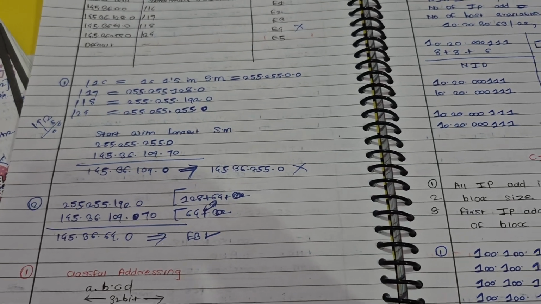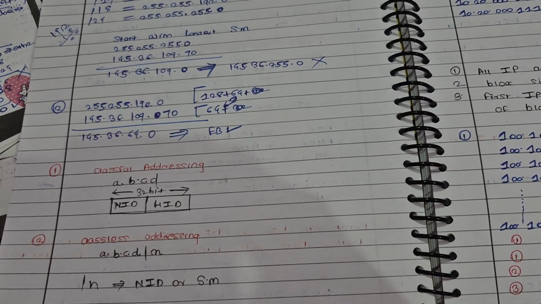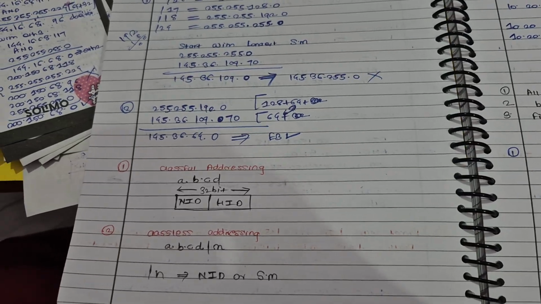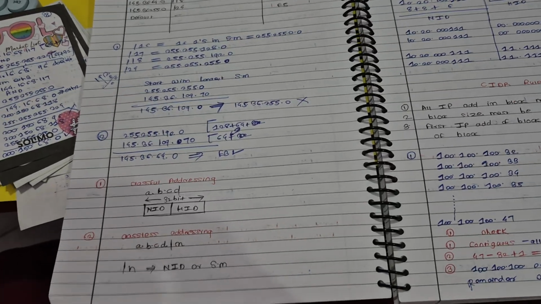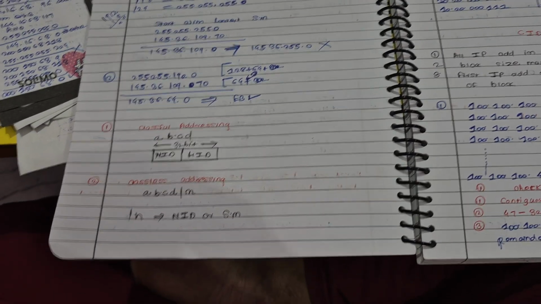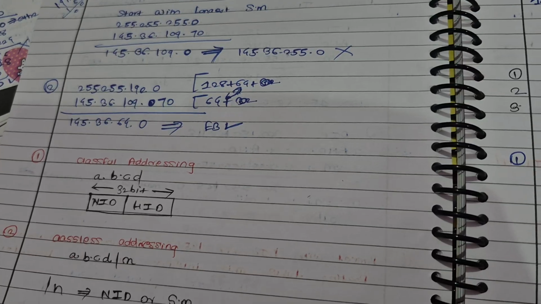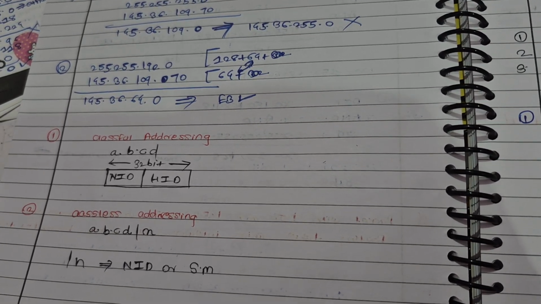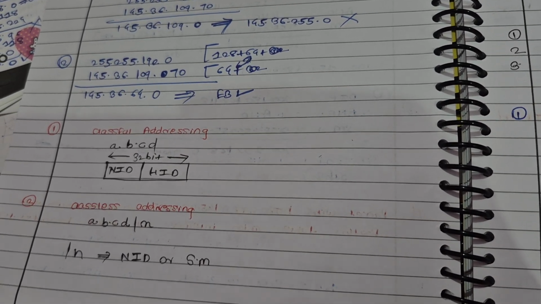Same concept. Then there is a concept called classful addressing and classless addressing. Classful addressing is what we have seen so far in all the examples: 32 bits divided into network ID and host ID. Classless is CIDR notation, slash n notation, where slash n represents the NID and subnet mask.